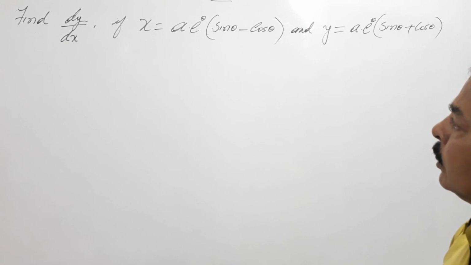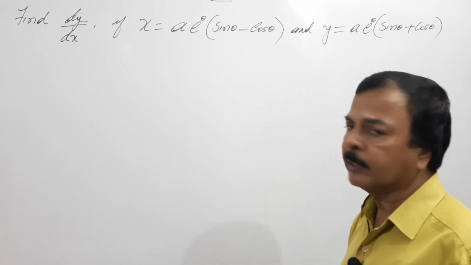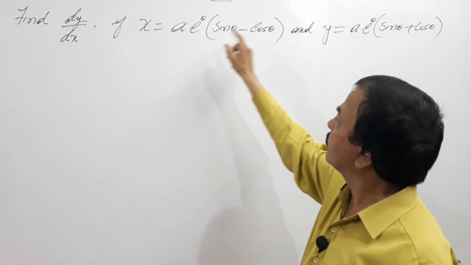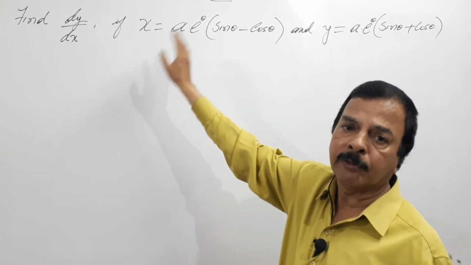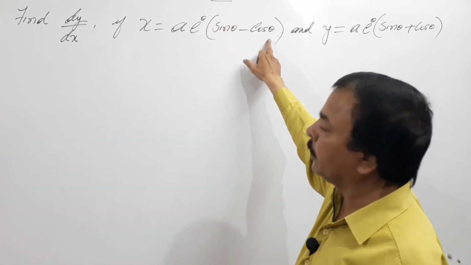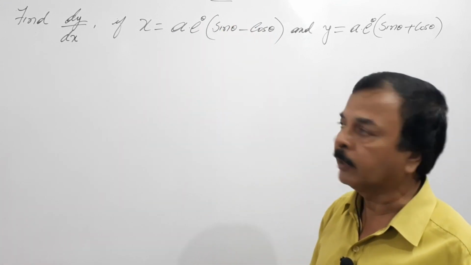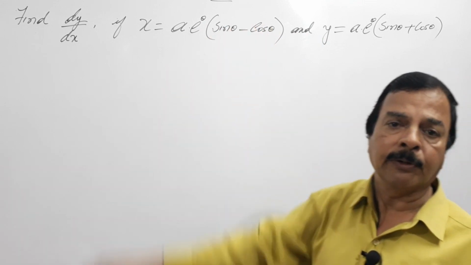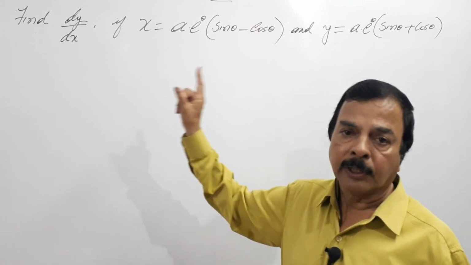Here, in order to find dy by dx, you have to differentiate with respect to theta. If theta is given, you differentiate with respect to theta. If you have t here, we differentiate with respect to t. Since we have sin t and cos t, etc., we are going to differentiate this with respect to theta.